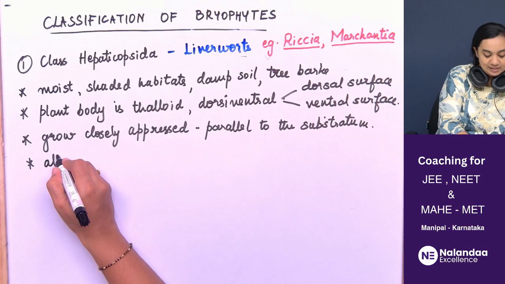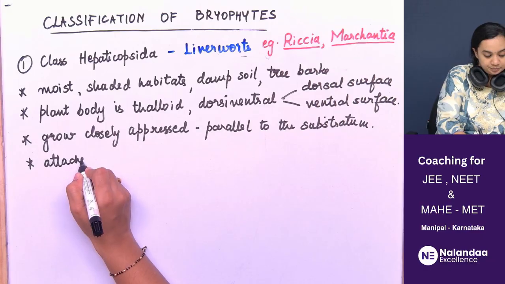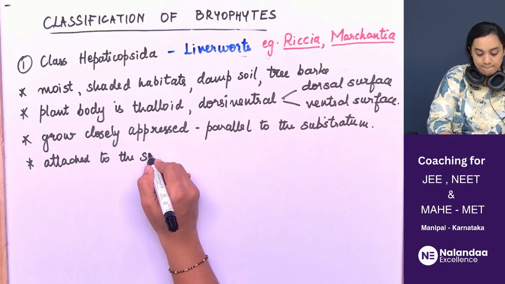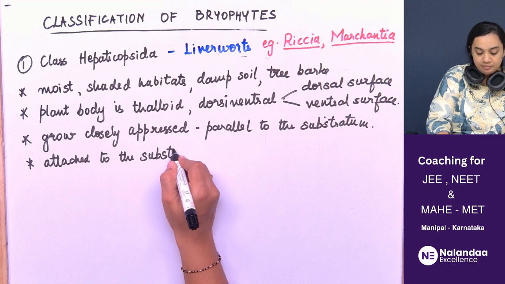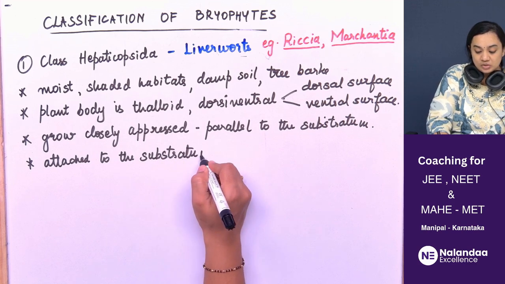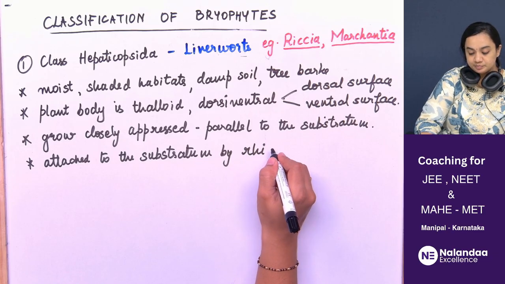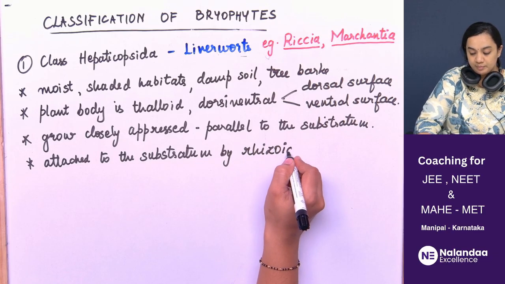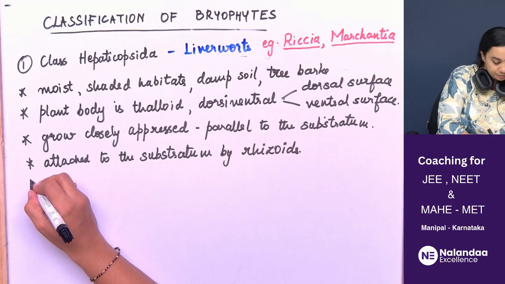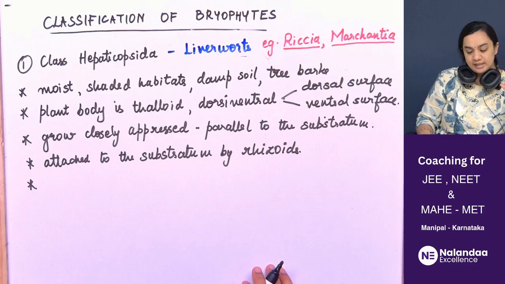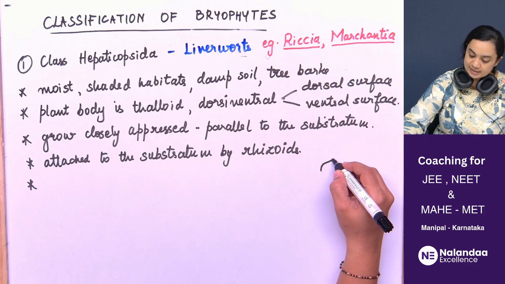Which means attached to the substratum by means of root-like structures called rhizoids. So this is about the plant body in general. They grow closely pressed and it is thalloid.